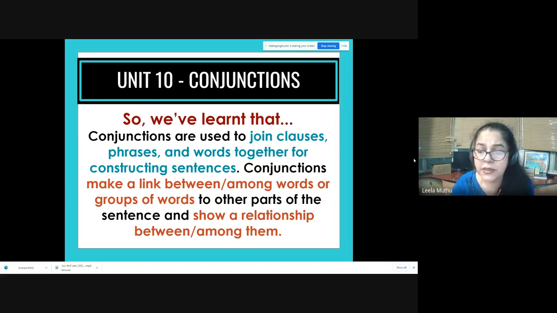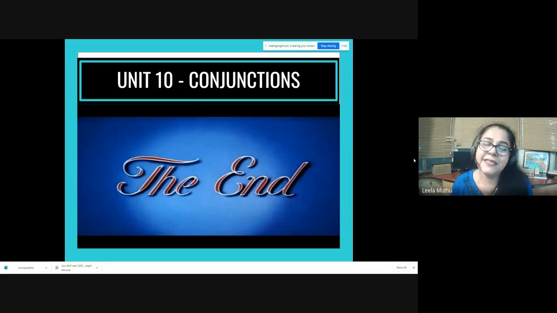Conjunctions make a link between or among words or groups of words, a link to other parts of the sentence. Okay, and you've seen how they make a relationship between the first sentence, for example, the second one, and all the other parts of the sentence. They kind of wrap up everything together in one single sentence. Okay, and that is the end of the unit 10 on conjunctions.